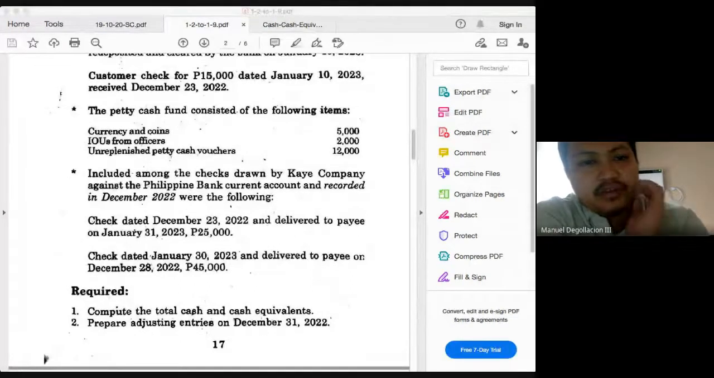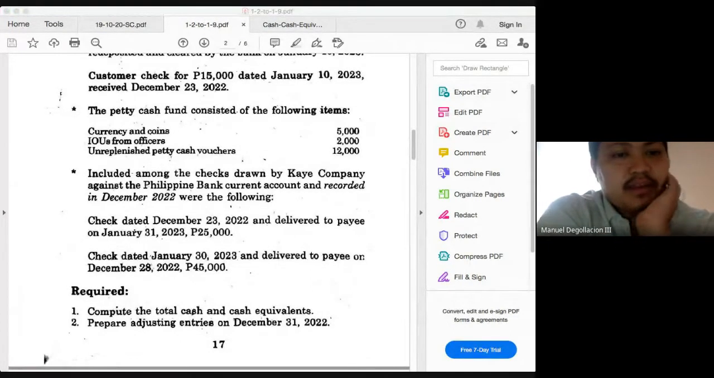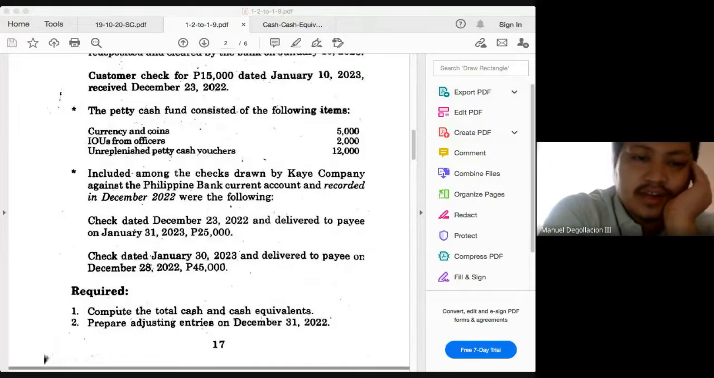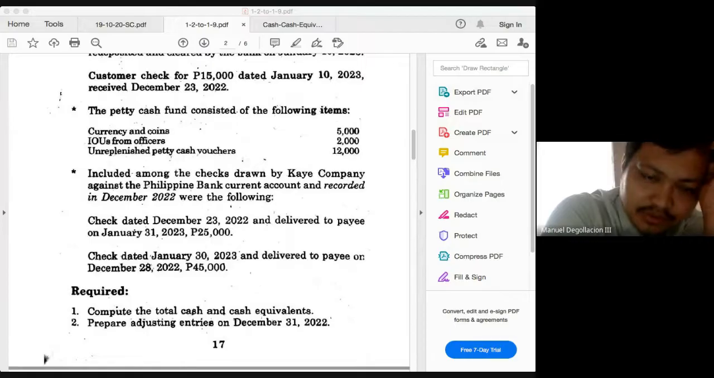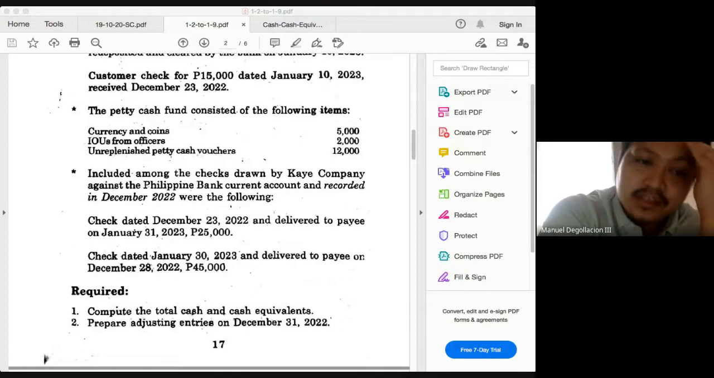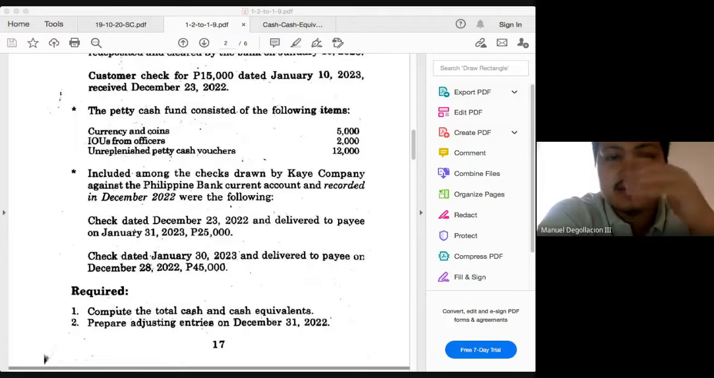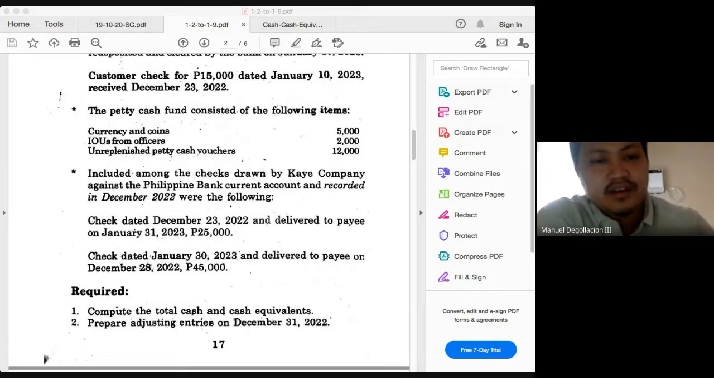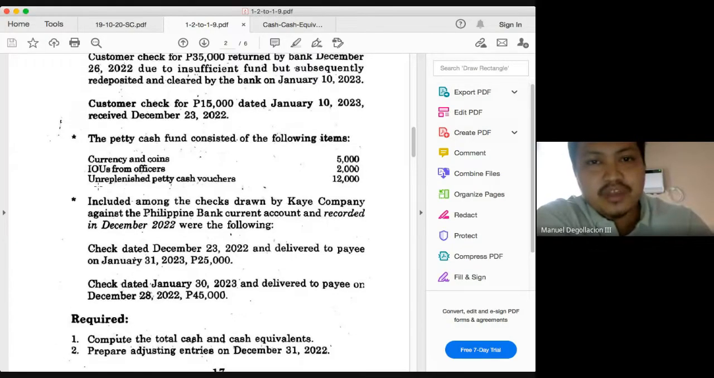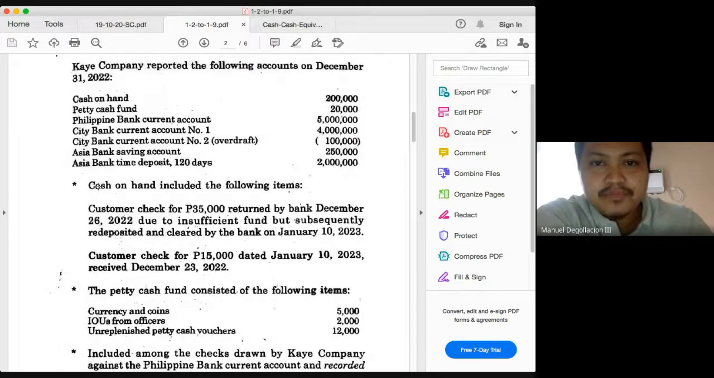Next, included among the checks drawn by K Company against the Philippine Bank current account and recorded in December 2022 were the following. The information that these were recorded in 2022 is very important, because it tells us that this has already affected the balance shown here in the problem, which is the 5 million.